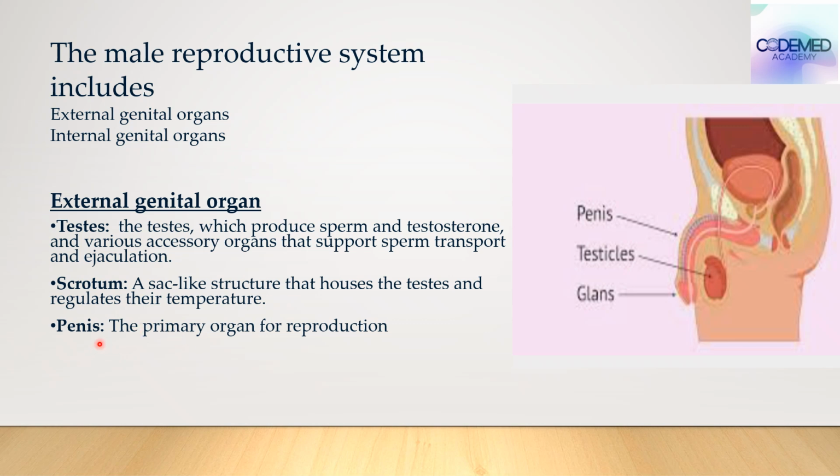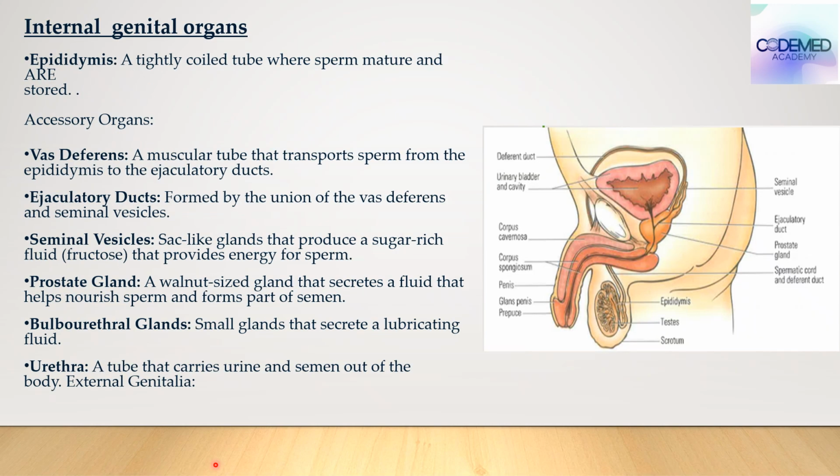And then the penis, which is the primary organ for reproduction, and the penis also includes the urethra, so it helps to throw the urine out of the body. Now let us move to the internal genital organ. In that, the first is the epididymis. It is a tightly coiled tube, where the sperms mature and are stored.